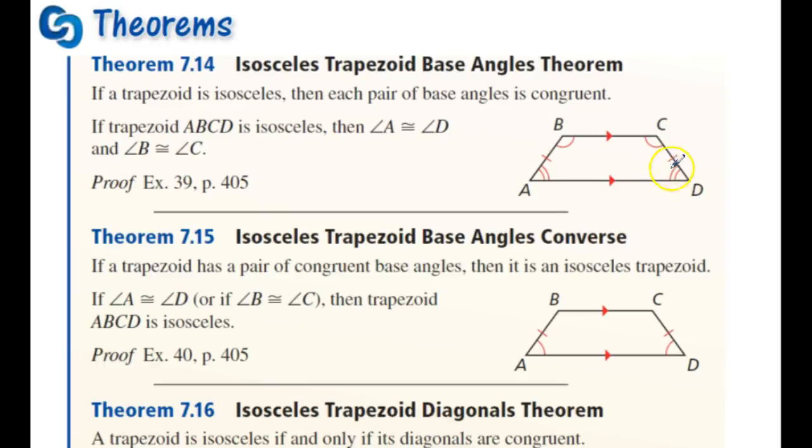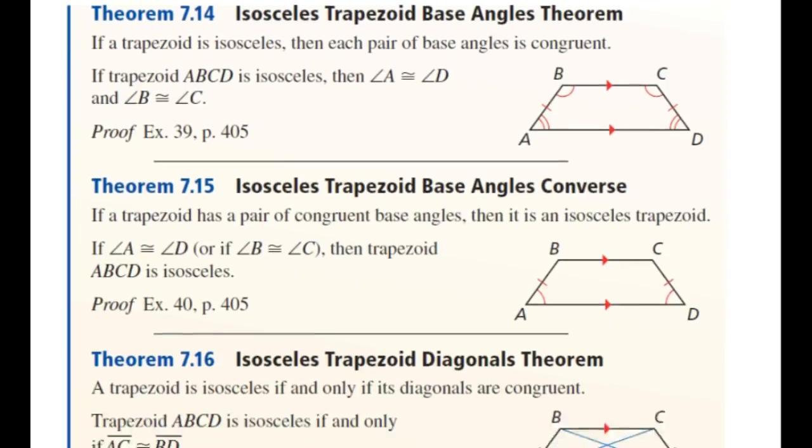So if my legs are the same length, that tells me that A is congruent to D and B is congruent to C. The two angles that share that parallel side would be congruent. So now let's look at the next theorem.